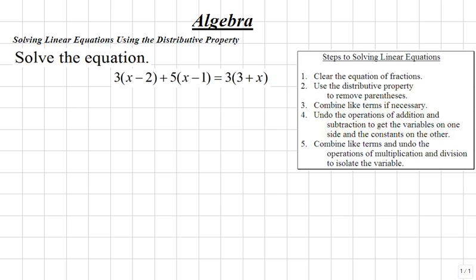Let's solve the following equation. We're given 3 times x minus 2 plus 5 times x minus 1 equals 3 times 3 plus x. To solve this linear equation, we'll refer to our steps on the right.